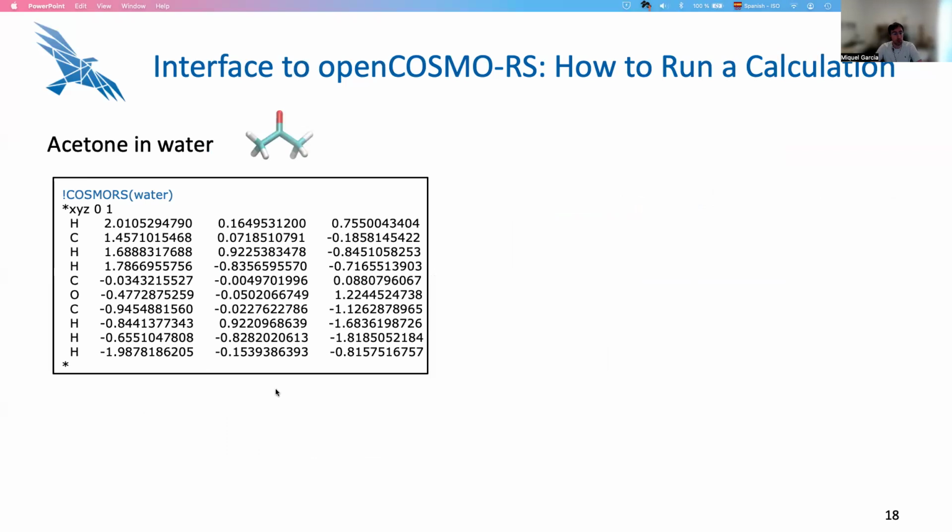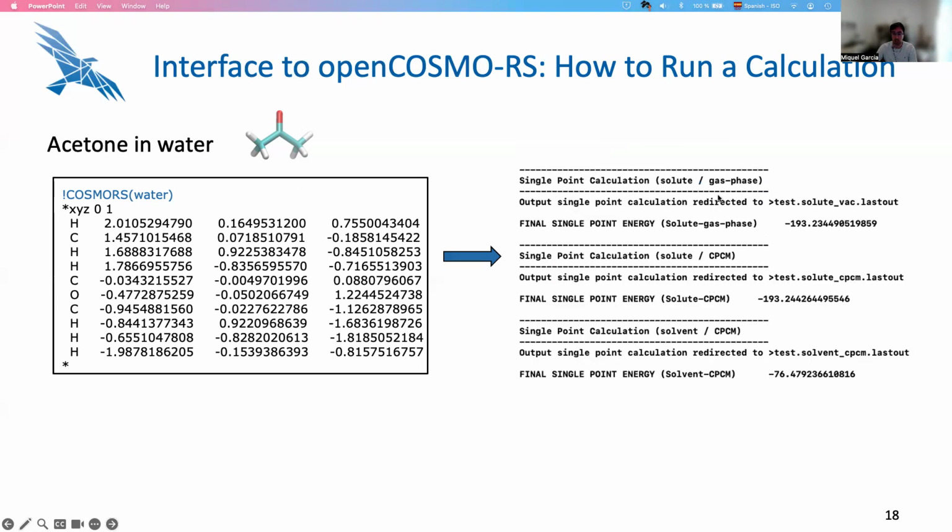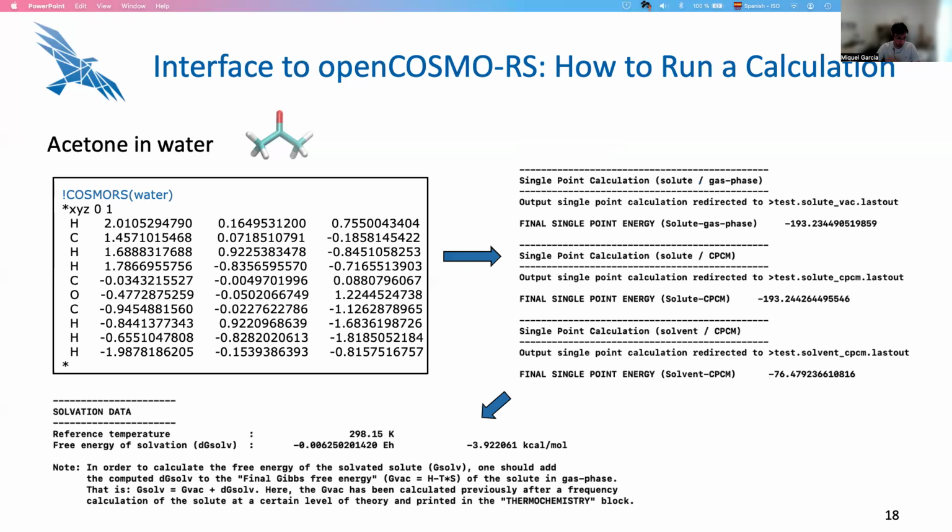So let's see an example of how to run a calculation. This is the case of acetone in water. So we would have COSMO water. Water is loaded from our database. And the first thing ORCA does is to print information regarding solute, solvent, and the type of calculation. And after that, the energies of the three different ORCA single point energy calculations that I told you before. And after that, COSMO would be executed, and we get finally the free energy of solvation at the corresponding temperature.